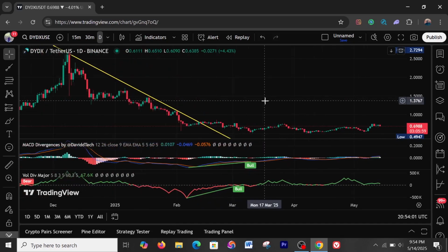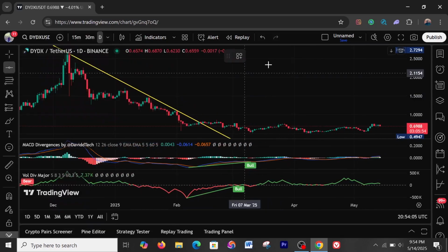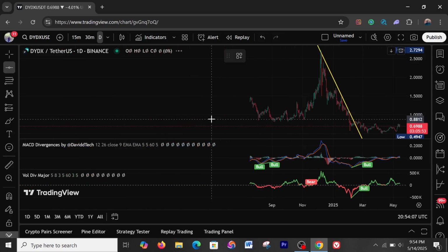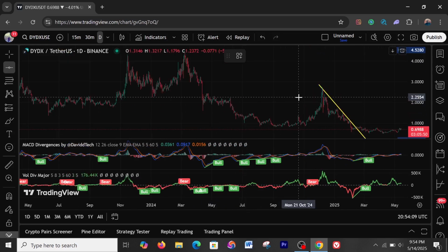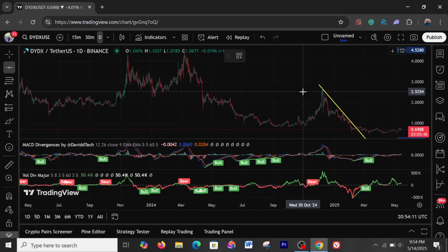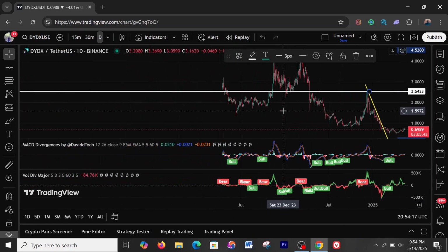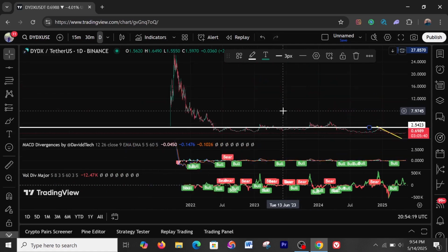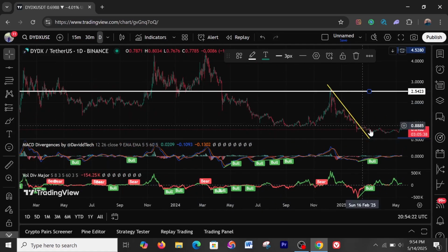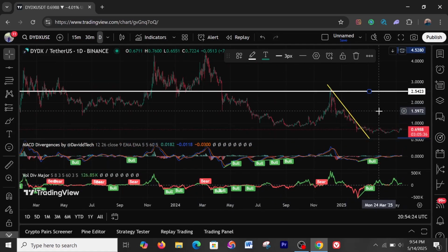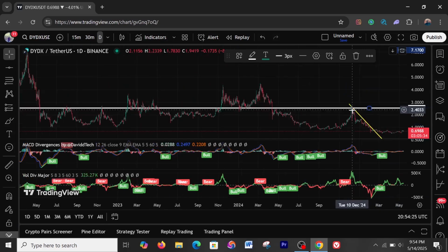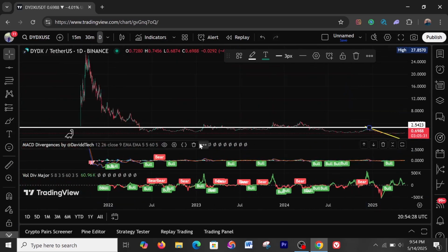Price target is at around $2.54. So that's the price target for this token. Currently we're at 0.988. So you could see that this is something you definitely need to check.